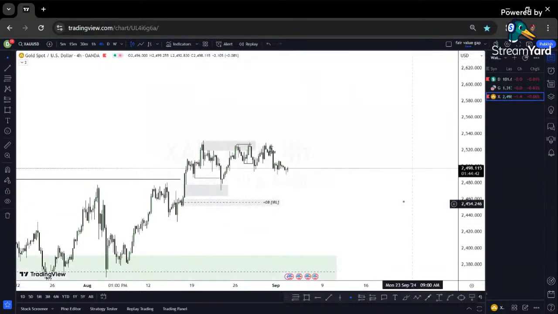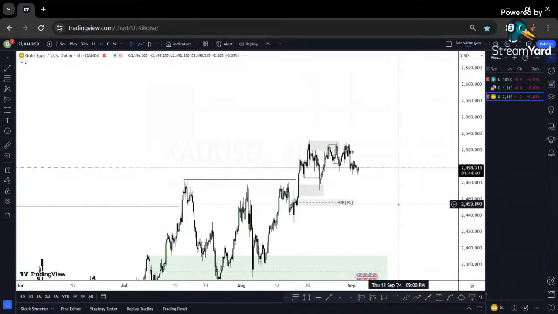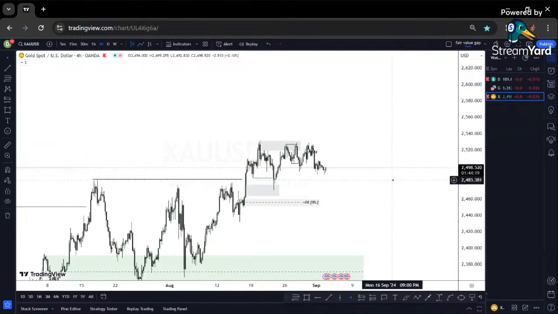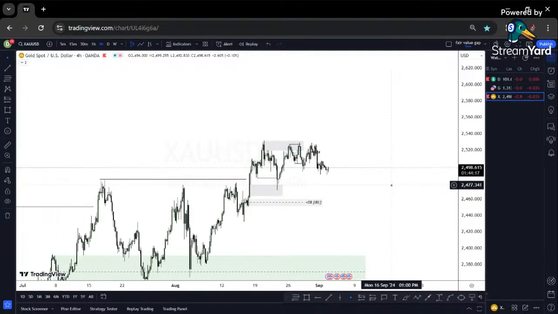GBP USD, sorry, gold to me is still on a bullish momentum. Gold is still maintaining bullish momentum. But it still has to distribute to the appropriate places before moving either upward or downwards.